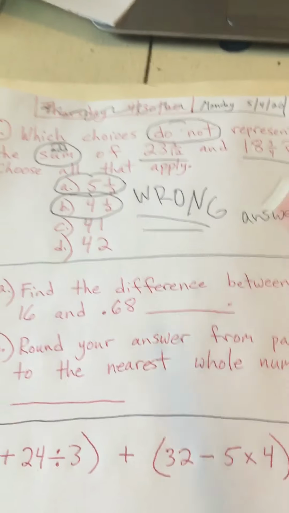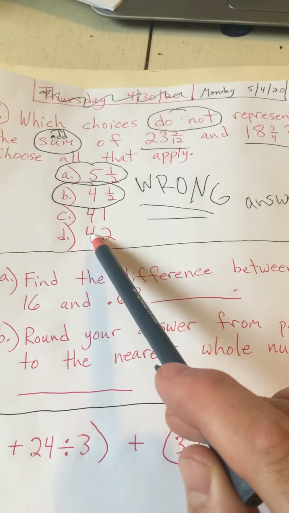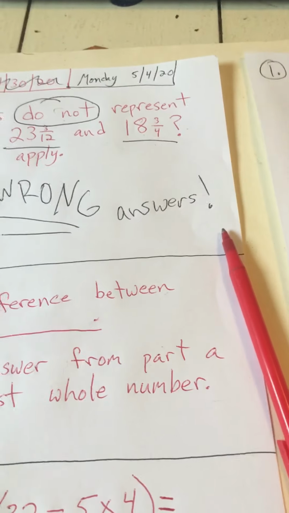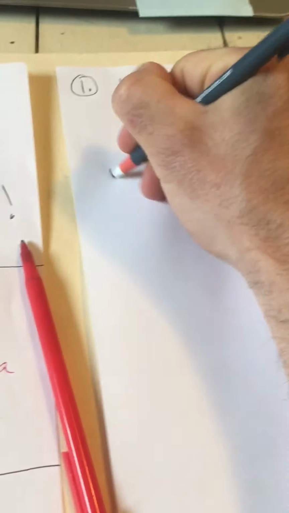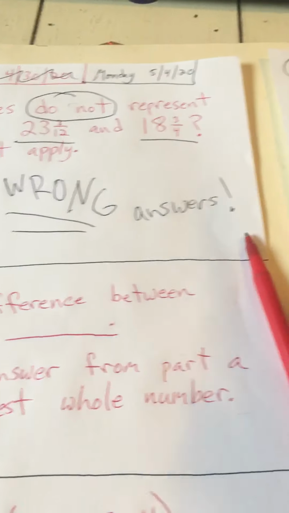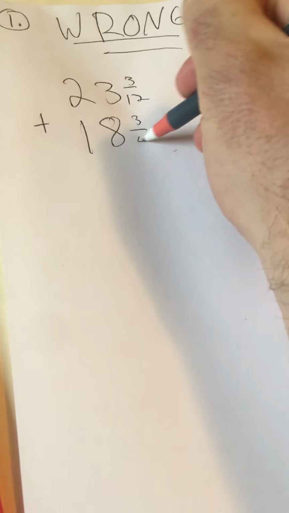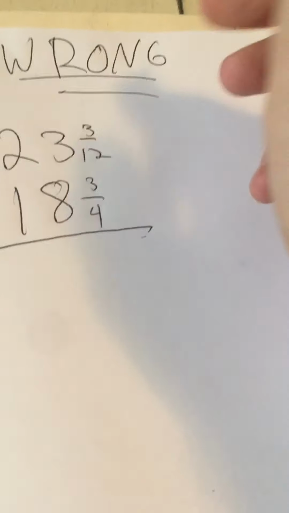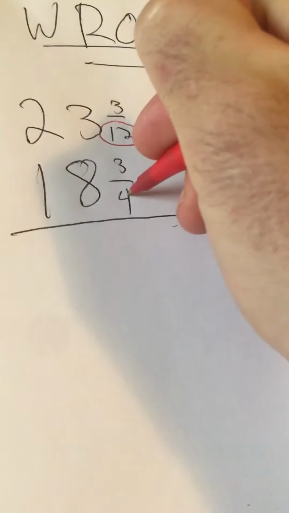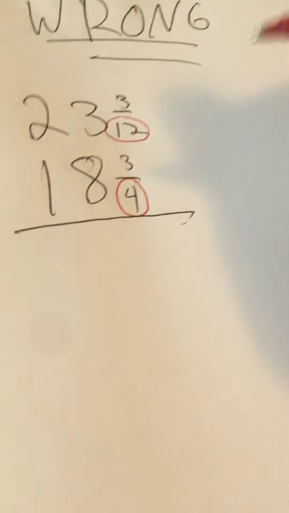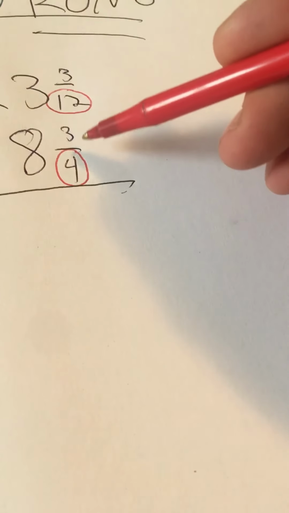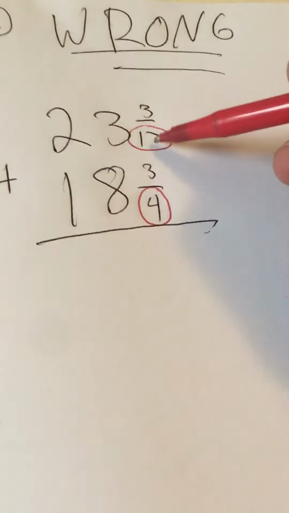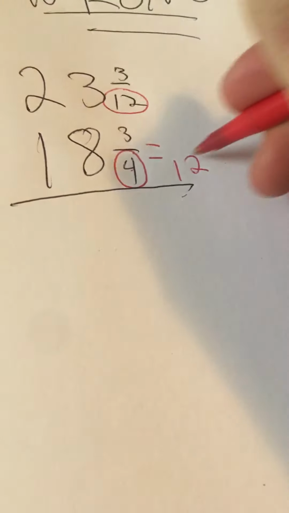Now we got to decide which other one does not represent the correct answer. So now we got to actually do the addition. 23 and 3/12. We're finding the sum, so we're adding 18 and 3/4. Okay? So we cannot just add these fractions yet. We got 12ths and we got fourths. Those are not the same size pieces. They're not the same denominator. Okay, so we got to make them the same denominator before we can go ahead and add those fractions. So we're going to turn the smaller one into 12. That way they'll be the same denominator and we'll be able to add them.